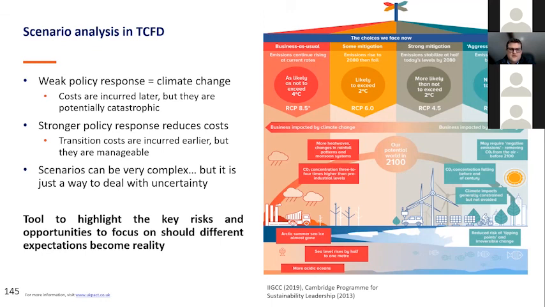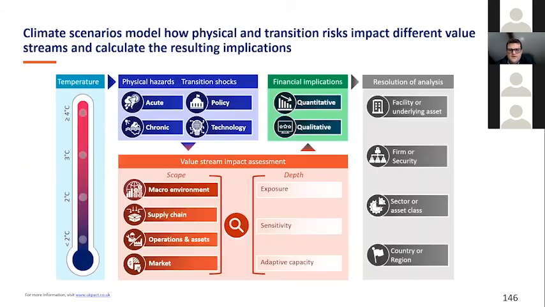So at its simplest, scenario analysis as it relates to TCFD is a tool to highlight the key risks and opportunities that investors and policymakers and other stakeholders need to focus on in terms of different expectations for a future reality. And there are different elements to a climate scenario. Firstly, different temperature increases, and obviously the lower the temperature increase, the less of an impact on our global environment and human health and the natural capital. The more extreme the policy response, there will be some immediate financial implications, but at the same time, a weaker policy response over the short term is only pushing out those negative environmental as well as financial impacts down the line.